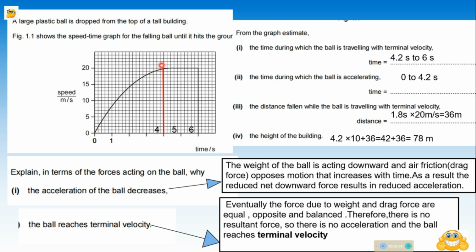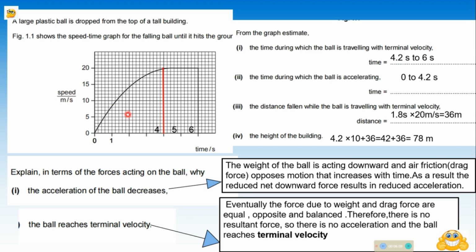So this is from 0 to 4.2, the distance fallen while the ball is traveling with terminal velocity. So the time taken is 6 minus 4.2, which is 1.8 seconds, and its speed is 20 meters per second. The terminal velocity is 20 meters per second. So the distance will be speed multiplied by time. It is 36 meters, the height of the building.